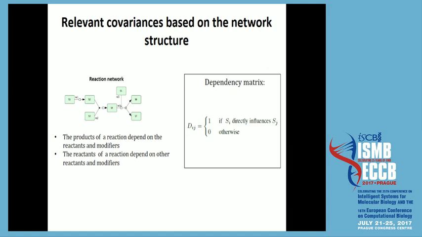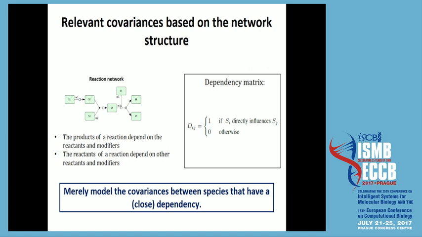If you have a chemical reaction, the products of a reaction are directly dependent on the reactants and modifiers of the reaction, for example, the activators or inhibitors. And the reactants of a reaction are dependent on the other reactants and modifiers. So just by looking at the structure, or looking at the stoichiometry matrix, you can write down the dependency matrix. And then the idea of the scalable moment approximation method is to only model the covariances between the species that have a close dependency on each other.